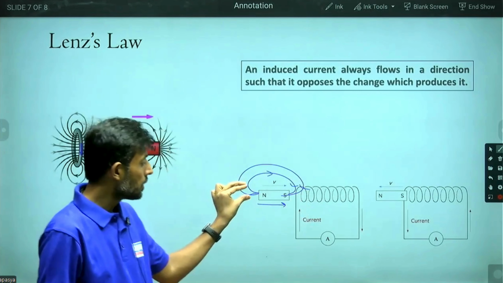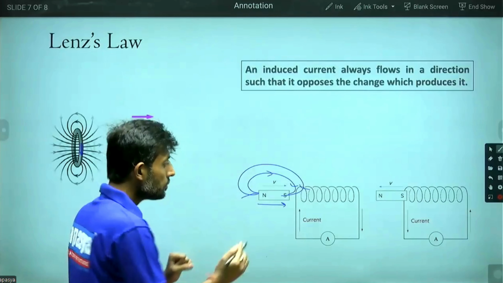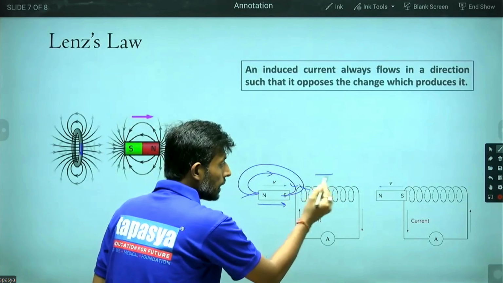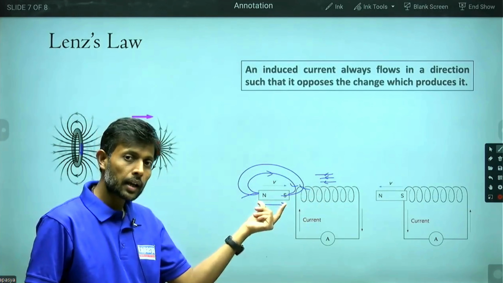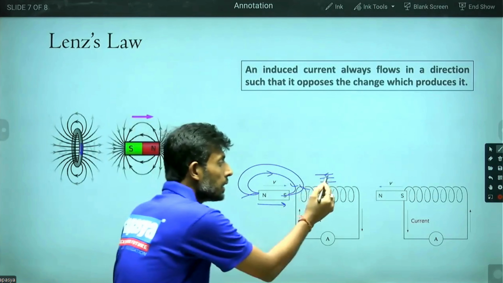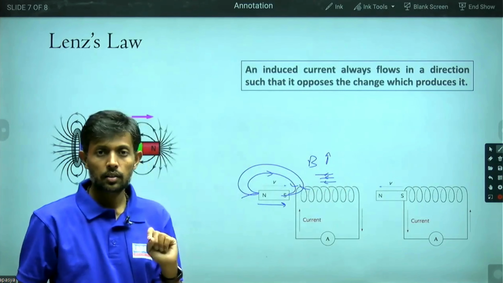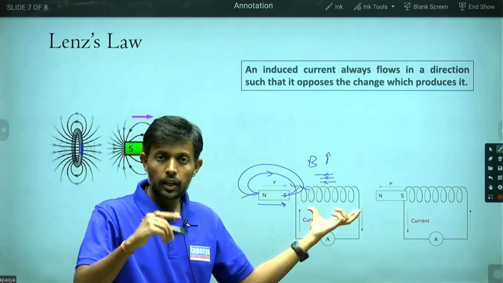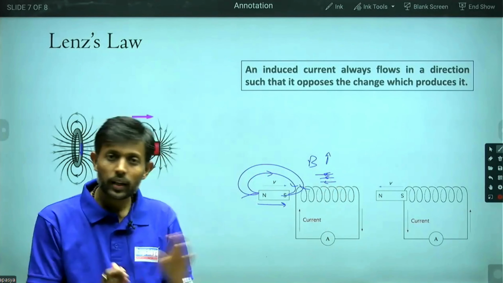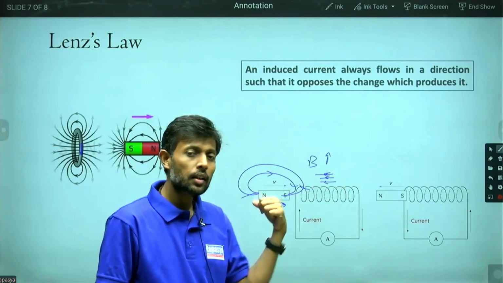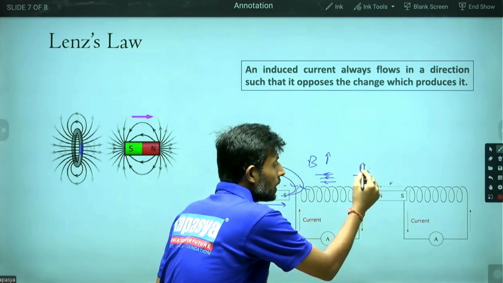Now, as this magnet moves towards the solenoid, the magnetic field increases in this direction. Yes or no? I'll repeat the sentence. As the magnet moves towards the right, the magnetic field in this direction increases. So B increases in this direction. So current in the coil would be induced in such a manner so that it opposes this increase. How can it oppose the increase in this direction? By introducing some induced magnetic field in this direction. Yes or no?